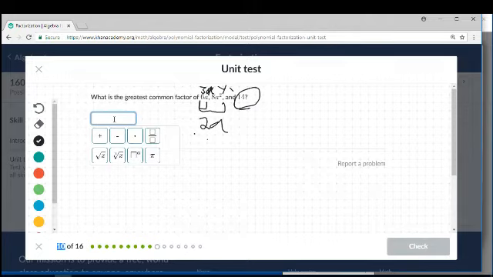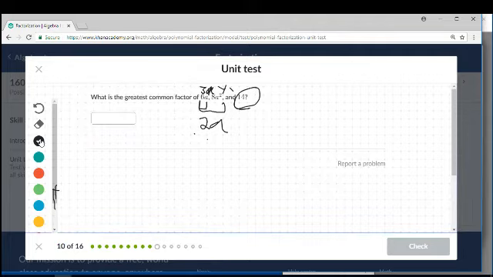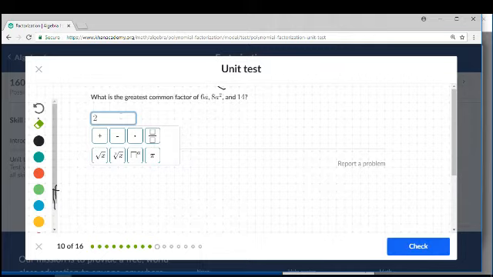Why won't it let me? Oh, it has to think I'm in draw mode, right? 2.